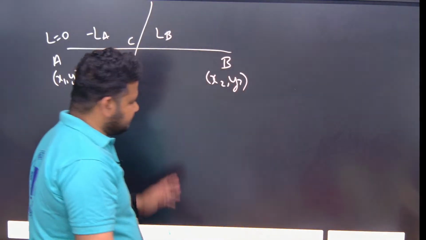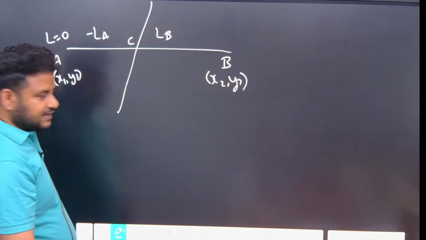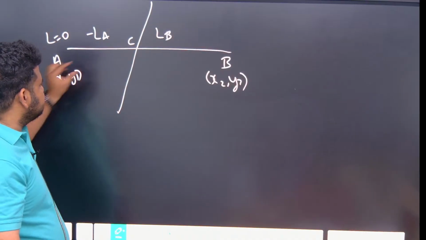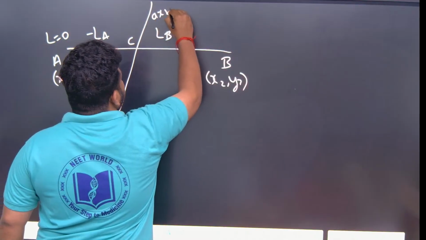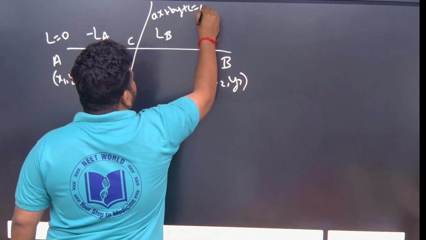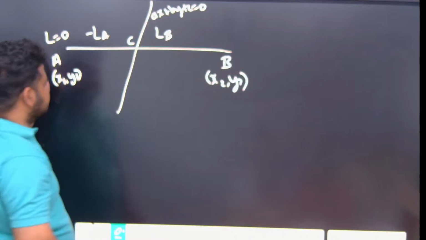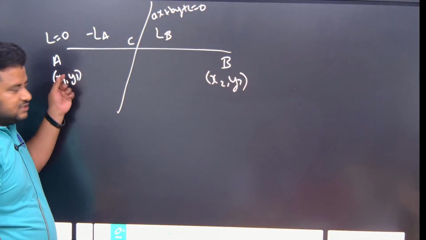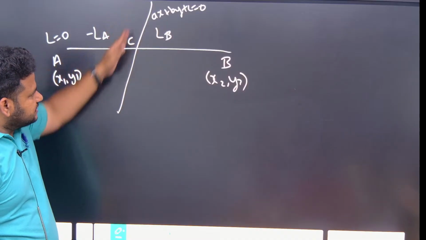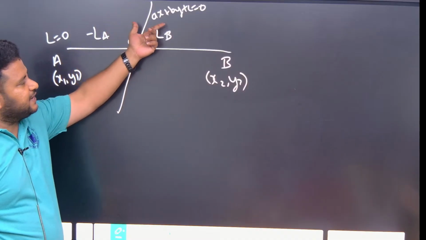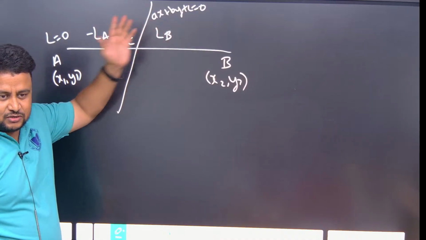So what happens is, see here, LA means what? This is the line, correct? This line will be given as AX plus BY plus C is equal to 0. This L is another line, L is equal to 0, that is represented by endpoints A and B. Here there is another line which is cutting AB at C. That line is denoted by AX plus BY plus C is equal to 0.